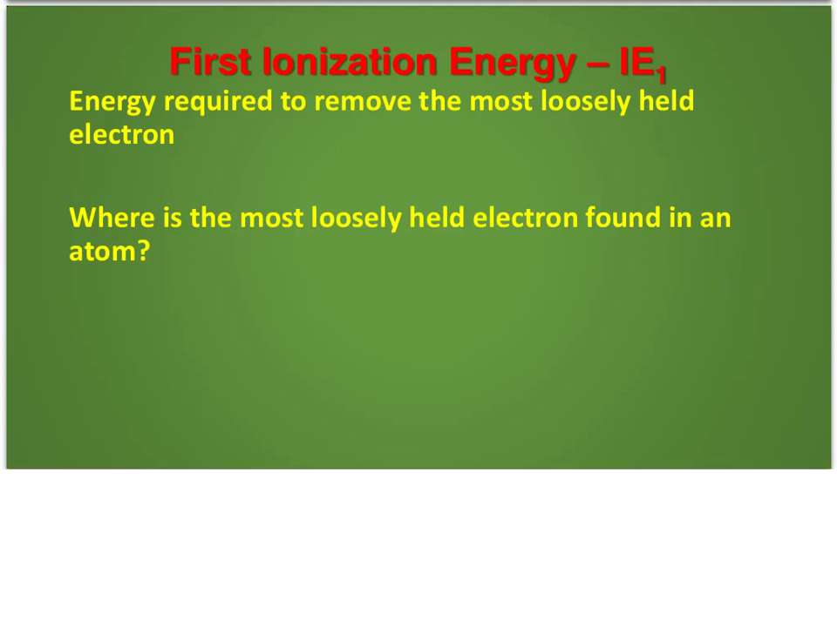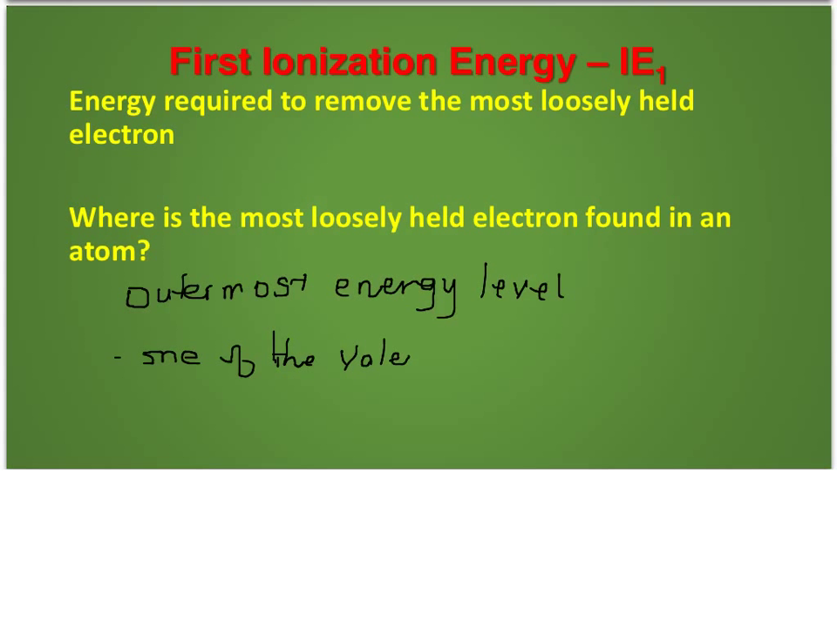The most loosely held electrons will be found in the outermost energy level. And what name did we give to the electrons found in the outermost energy level? So it will be one of the valence electrons. All right, so it'd be one of the valence electrons.